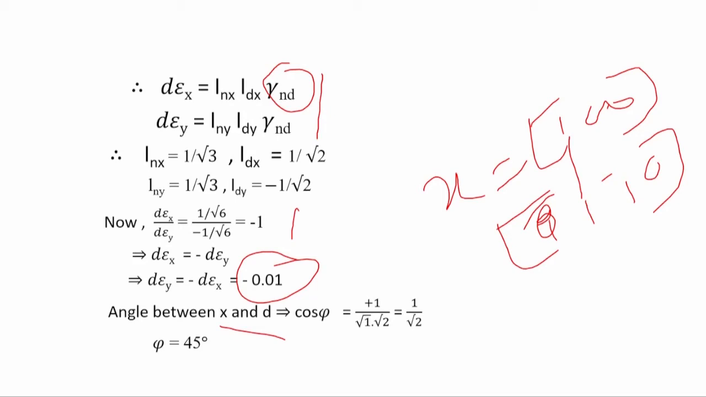So it becomes 1 by 2, so phi becomes 45 degrees. This is the way we can estimate the angles between the two axes, and whether there exists some slip system, in which direction slip occurs, and how to know the normal to the slip plane and which direction the slip will occur.